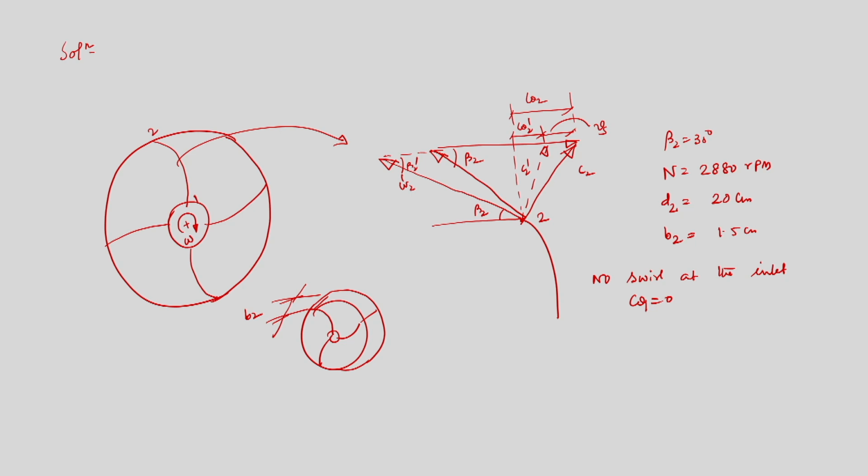Now, we need to solve the problem. N is given, beta 2 is given, d2 is given and b2 is given. So, if I recall the Euler equation, which gives us information about the head developed by the pump, that is H is equal to (u2 c theta 2 minus u1 c theta 1) by g.